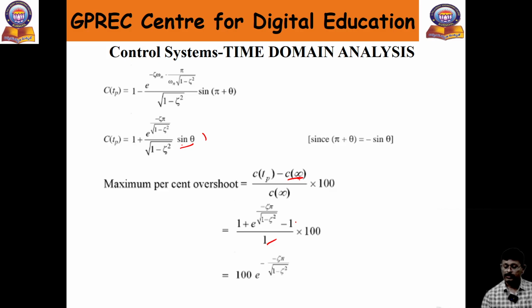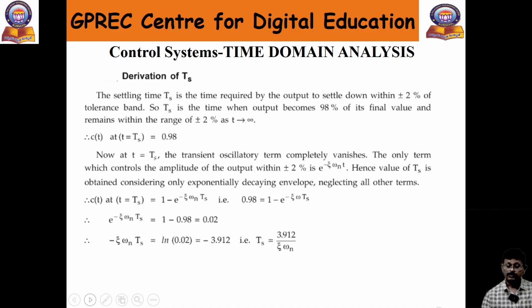Okay, so take this 1 value. So 1 means 1 already. So here, take the minus 1, cancel out. So 100 into e power minus pi zeta by root of 1 minus zeta square. So this is the maximum peak overshoot of the equation. Right? Simple. So then derivation of the settling time.